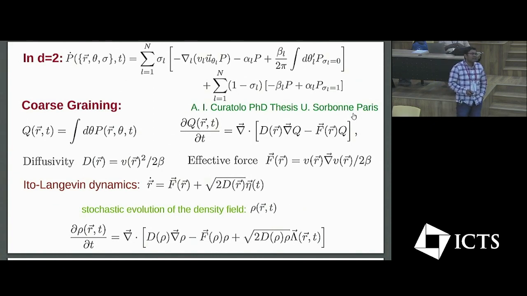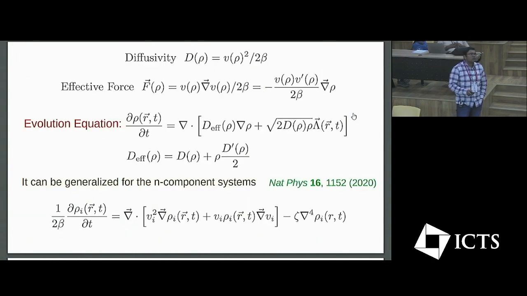Next, we consider an n-body problem. Okay, an n-body non-interacting problem. The corresponding evolution equation for the density field looks like this. Here we use the Ito calculus. Now the diffusivity depends on the density, and the form of the diffusivity looks like this, and the effective force looks like this. So the evolution equation for the density field looks like this, and D effective is the effective diffusivity which has this form.